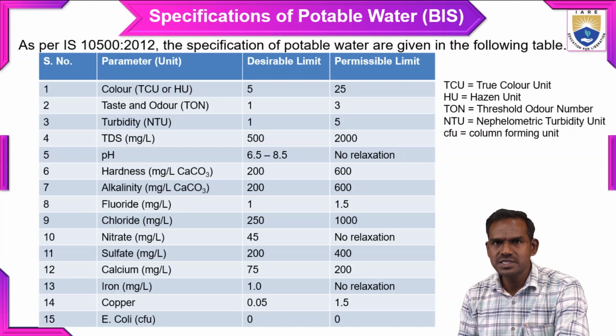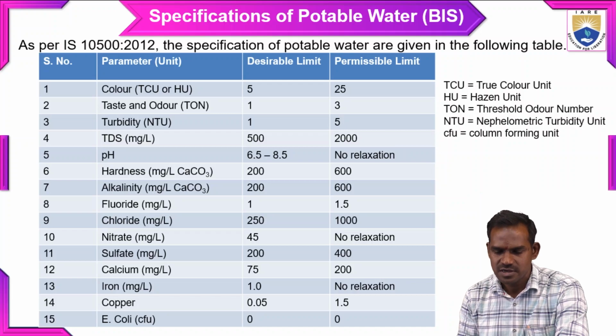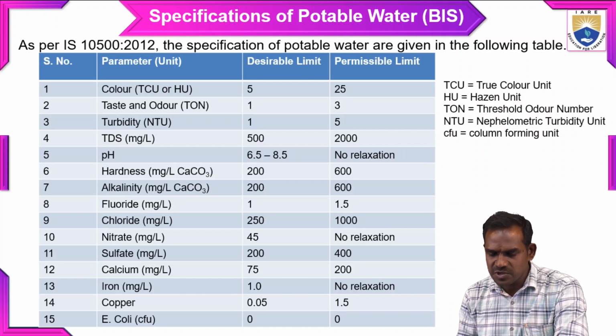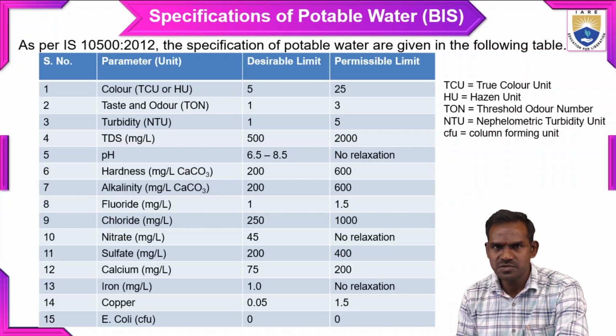The next parameter is turbidity, which is measured in units of NTU. Full form is Nephelometric Turbidity Unit. The desirable limit is 1 NTU and the permissible limit is 5 NTU. The required limit is only 1 NTU and it can be relaxed up to 5 NTU. But beyond 5 NTU, the water is not suitable for drinking.